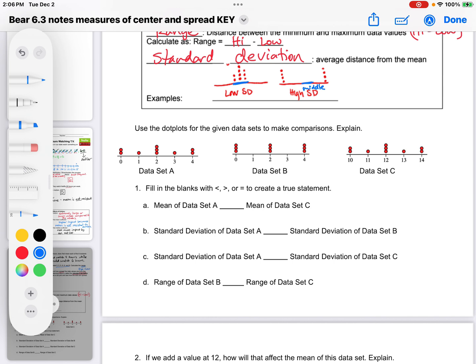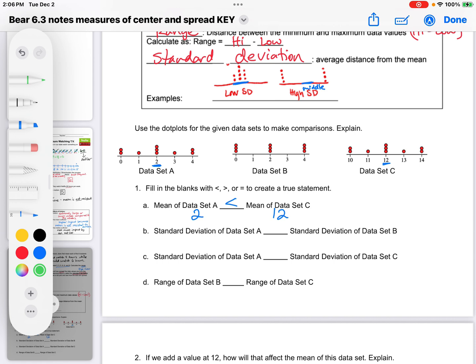All right, so we have 3 data sets here, and we want to first compare the mean of data set A with the mean of data set C. The mean of data set A is going to be 2. The mean of data set C is going to be 12. I'm not going to calculate those, but you would just add up all of the values of each dot and then divide by how many dots you have. So in this case, the mean of data set A is less than the mean of data set C.